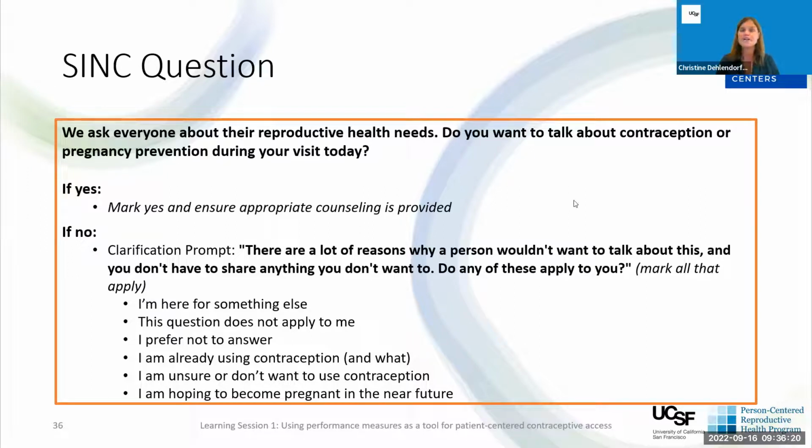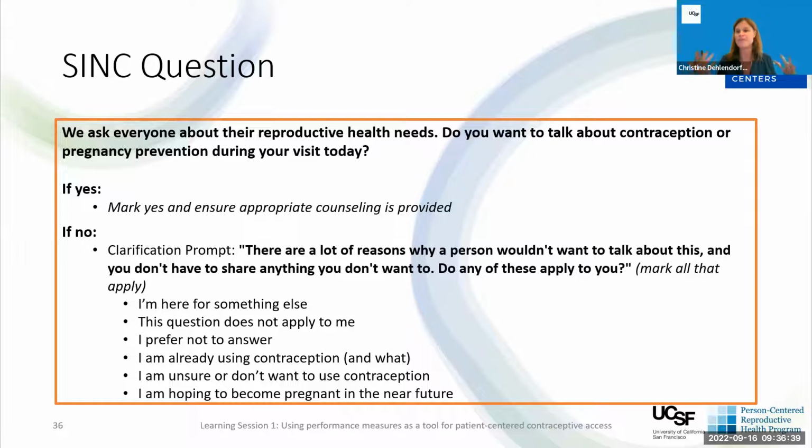So we wanted to make sure that we were thinking about this in a very careful way. For example, making it clear that if you say no, you don't want to talk about it, it doesn't have to be because you're using another method of contraception. So we didn't put that answer first in the answer options, right? We put, "I'm here for something else," to make it clear that we want to be absolutely explicit that people can say they don't want contraception for any reason.